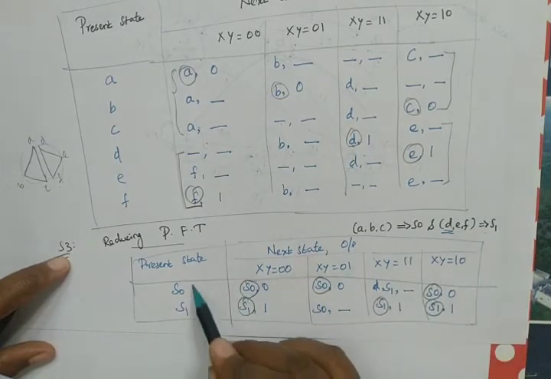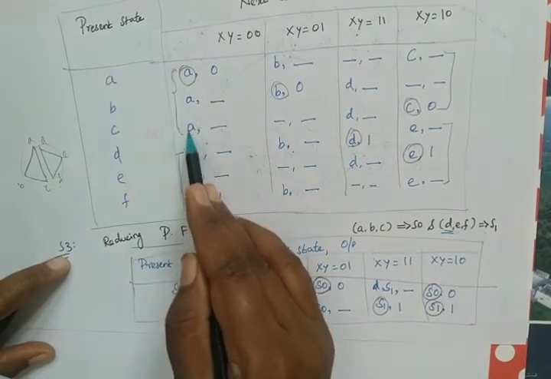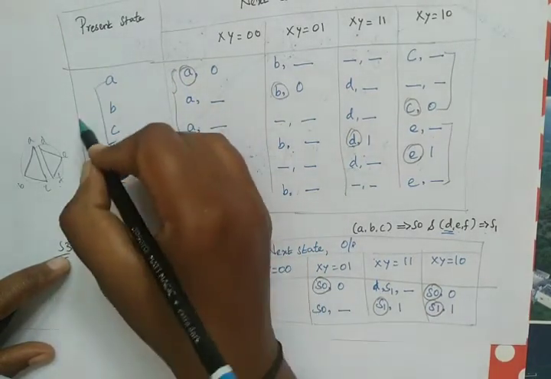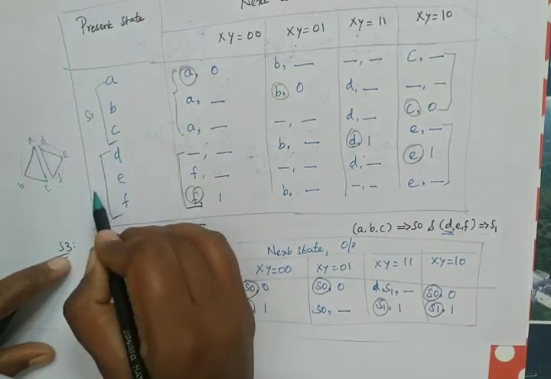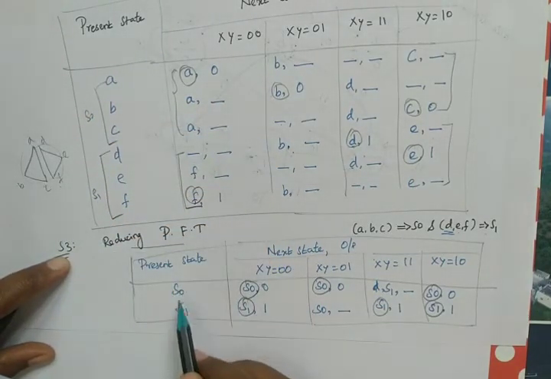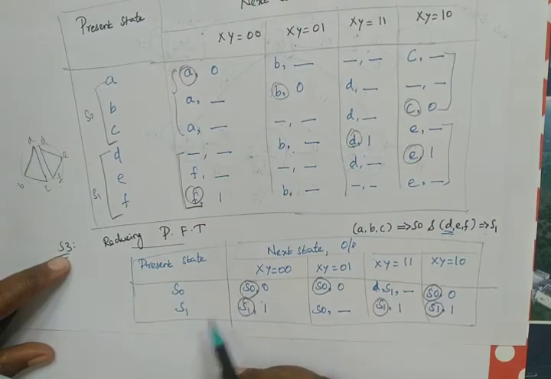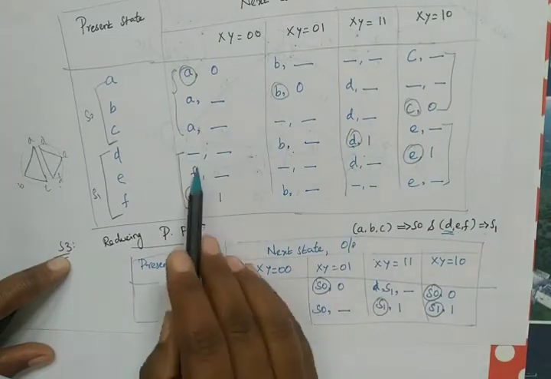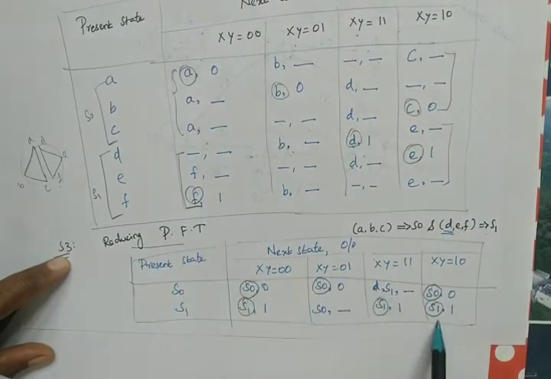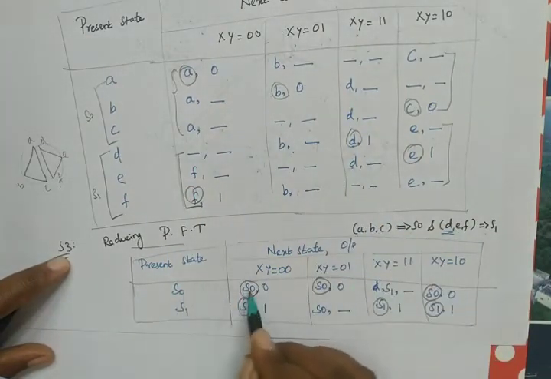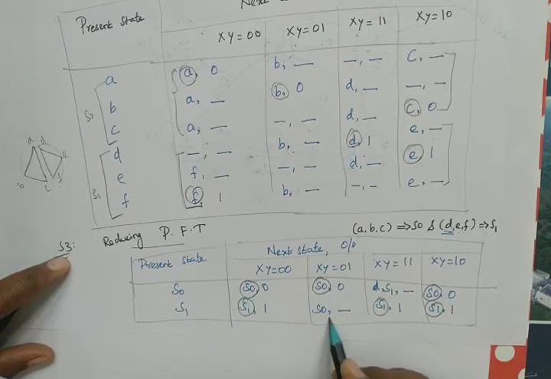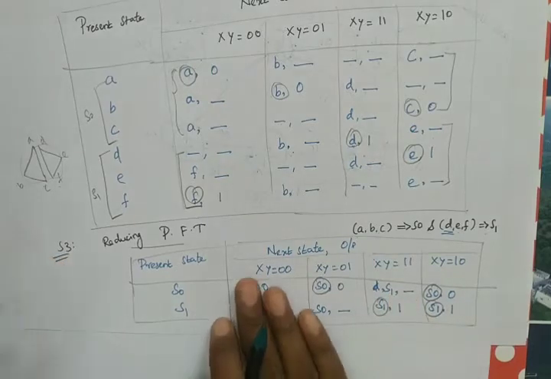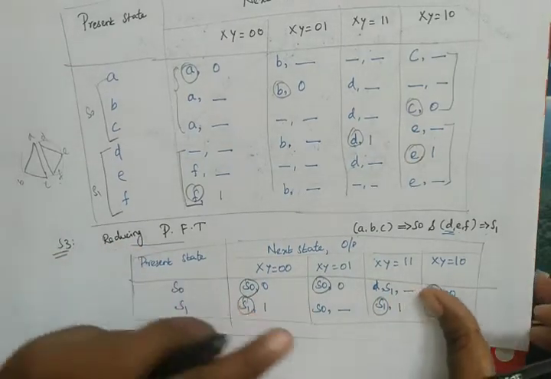So we have only two states now. Why are we having only two states? Because we have merged ABC as S0, and we have merged DEF as S1. Isn't it? So we have to represent only two groups, S0 and S1. If we have ABC here, we represent S0. If we have DEF, we represent S1. Now this S0 is present here, so we circle this. And here we have S1. This is S0, we should not circle this too. This is our step 3, that is reducing primitive flow table.